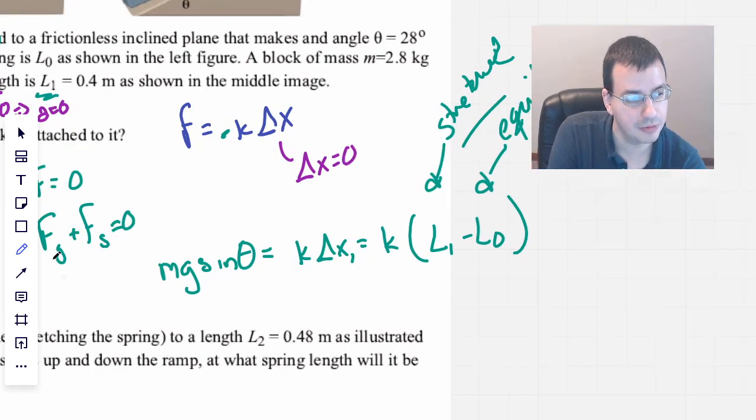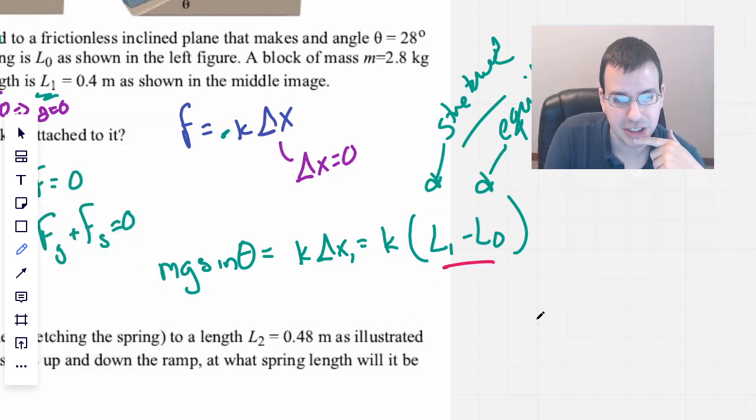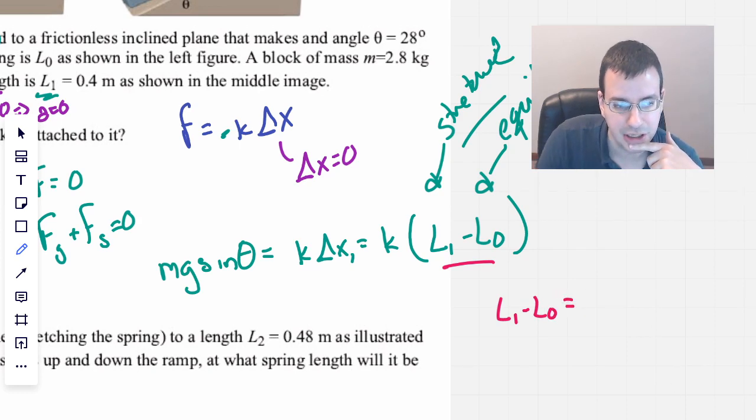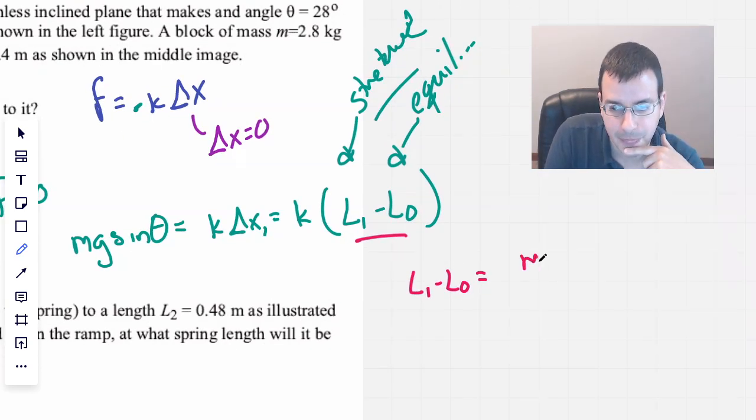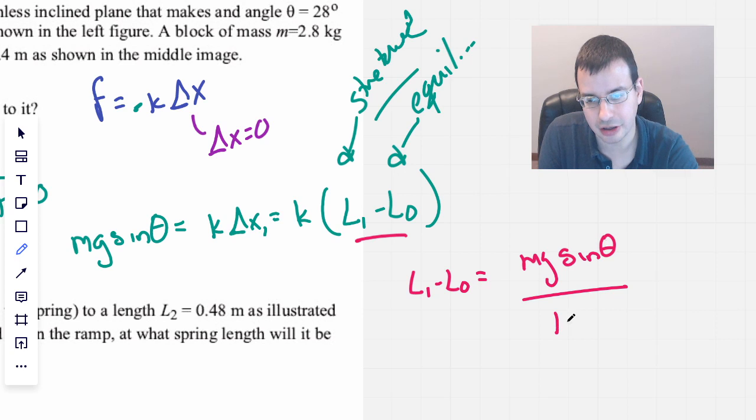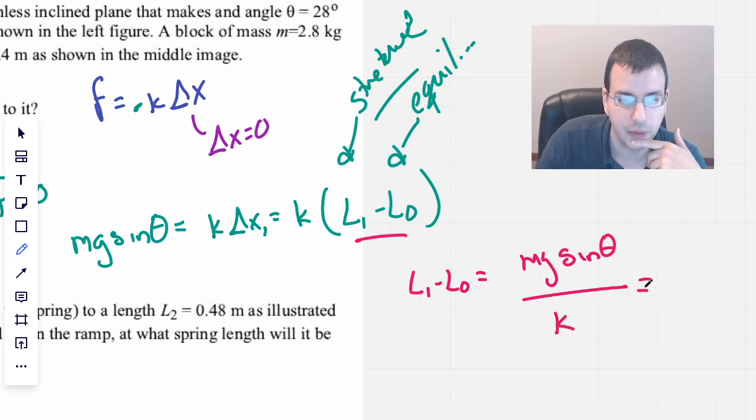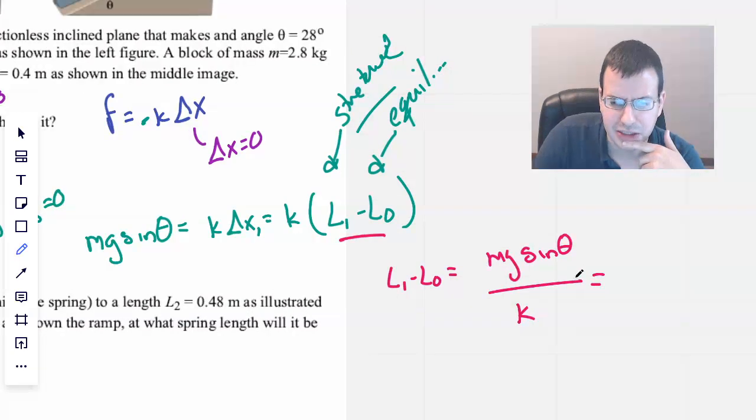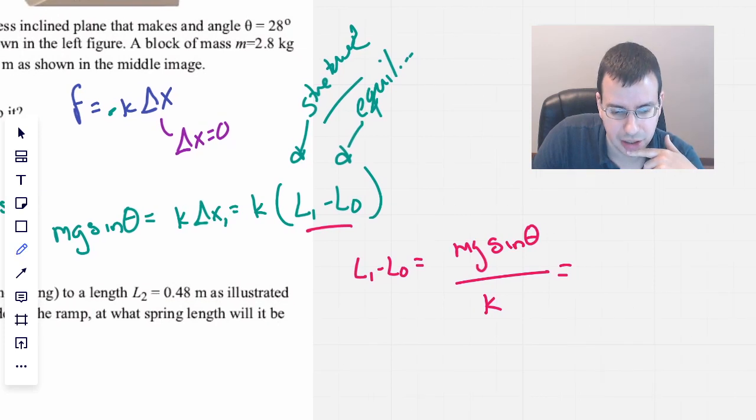So what we're searching for then is this guy. Rearranging it, we have L1 minus L0 equals mg sine theta all over k. There we go. Yeah, I think that's pretty solid.